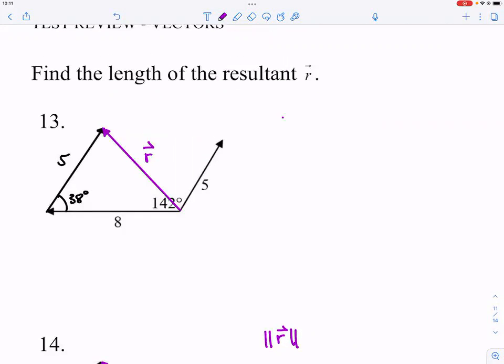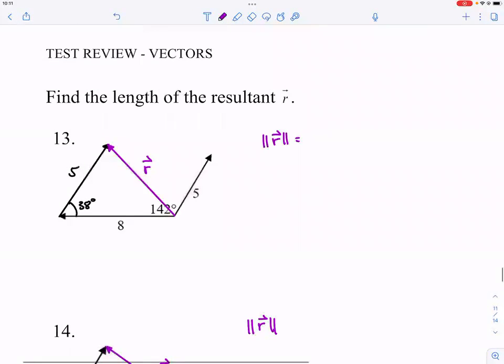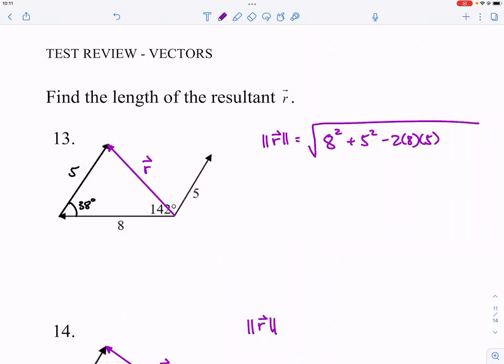So what I would do to find out my magnitude of resultant here is that I would do square root of 8 squared plus 5 squared minus 2 times 8 times 5 cosine of 38 degrees.